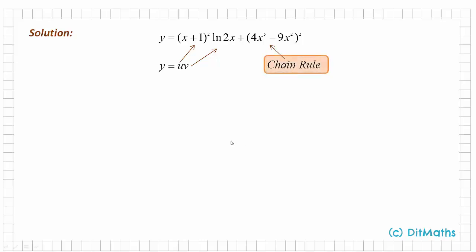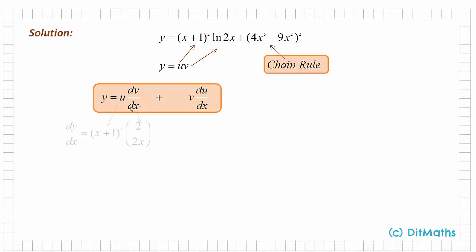So applying the product rule, which is u times dv/dx plus v times du/dx, we could let u equal (x plus 1) squared, and dv/dx is the differential of log of 2x. So differentiate log of 2x, you get 1 over 2x, and then differentiate 2x, we get 2. Now v is the log of 2x, and u is (x plus 1) squared, so differentiate u, we get 2 times (x plus 1) times 1.